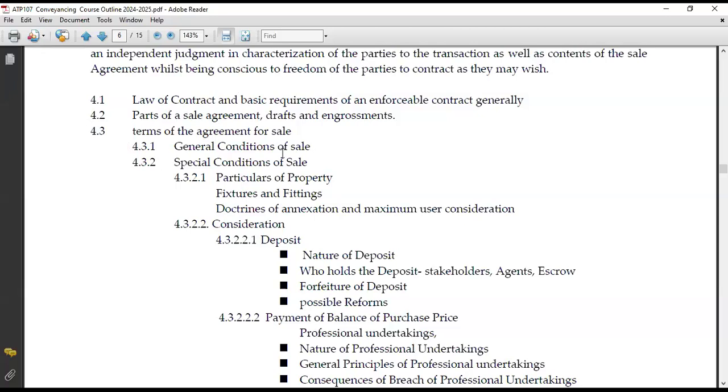An exam scenario is that they are going to give you a sale agreement. The purchaser did this, the vendor did this. What will happen in a sale agreement? What is the scenario? For example, what happened?